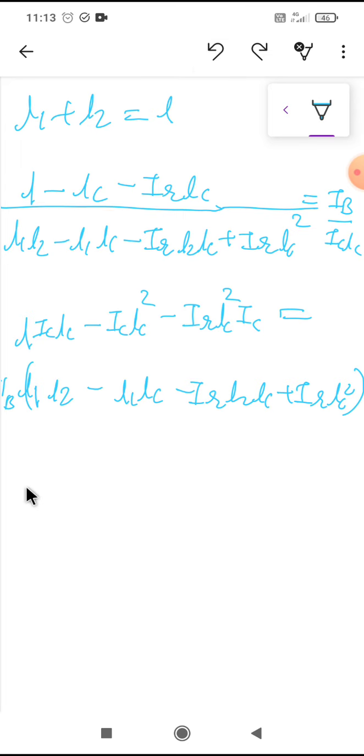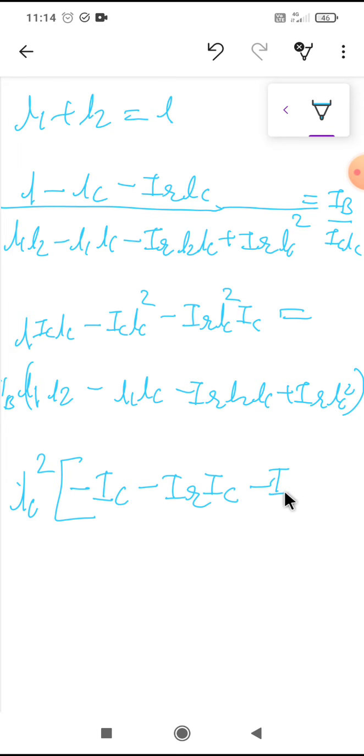So first LC square into bracket. What is LC square? Here we have got LC square, and here also we have got LC square. So that is minus IC minus IR IC, and in this term, where is LC square? Here it is IR into IB. Because it is on the right hand side, it will also be minus IB and IR. There are so many minus signs, so let me take the minus sign as common, so this will become plus. So minus LC square on the left we have taken as common.